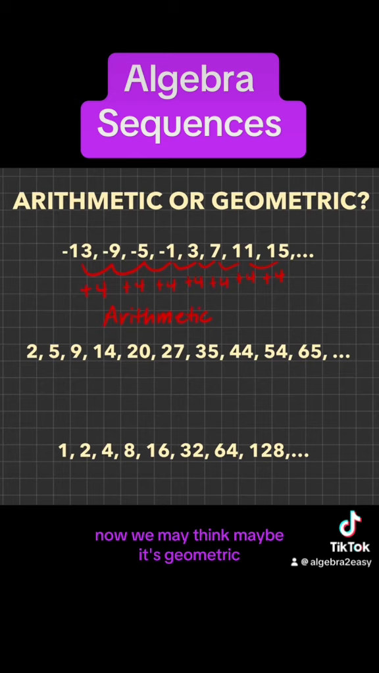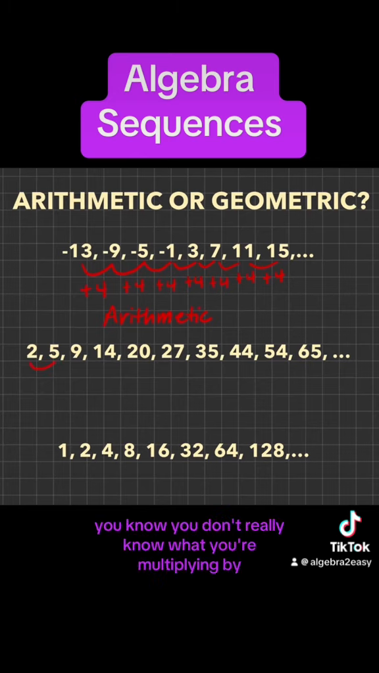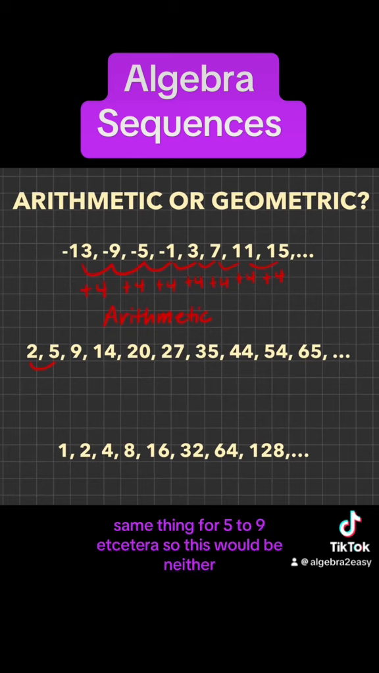Now, we may think maybe it's geometric, but you think about going from 2 to 5, you don't really know what you're multiplying by. Same thing for 5 to 9, etc. So this would be neither.